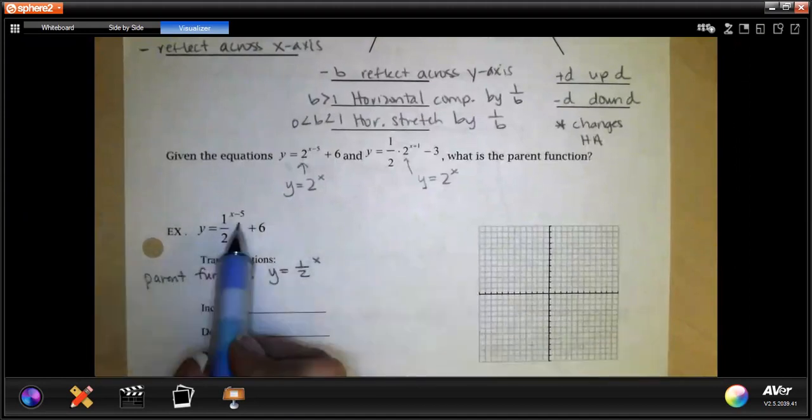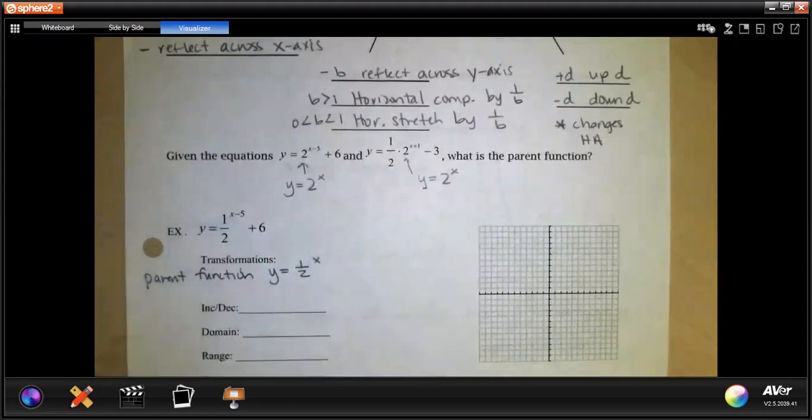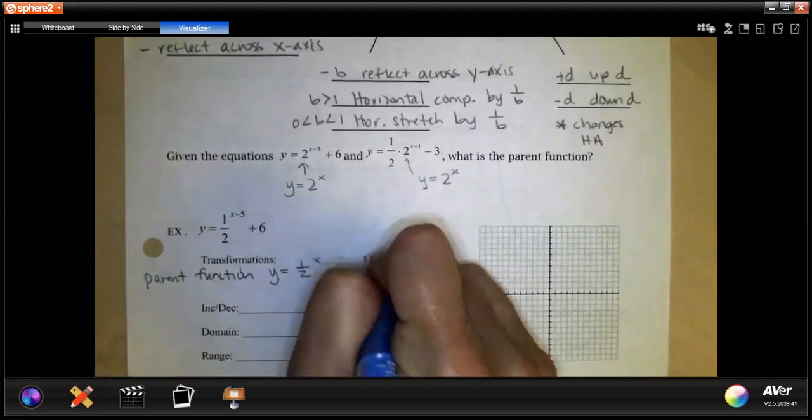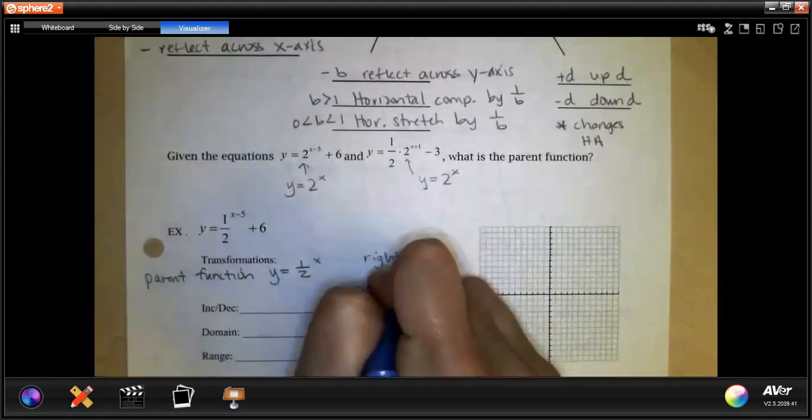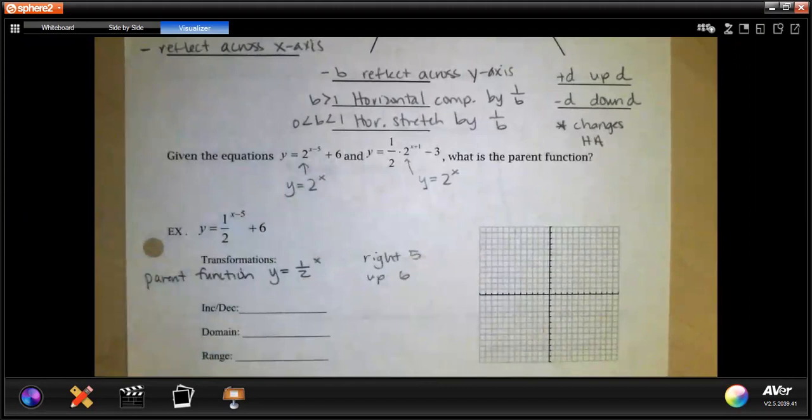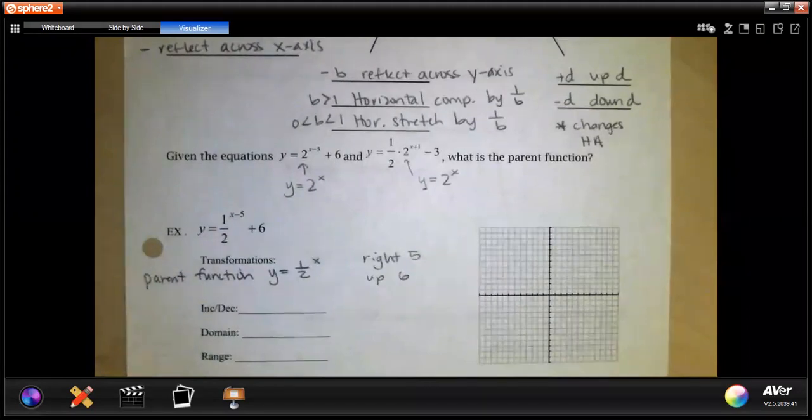Now we want to look at what our transformations are. We have this x minus 5 in the exponent, so I know it's going to go to the right 5. And we have this plus 6 at the end, so I know it's going to move up 6. All right, to graph this, we think about those key points that we were talking about on the other page. And so we said the horizontal asymptote is the x-axis. All of them go through the point 0, 1, and then we have the 1 and the b value, which in this case is 1/2.